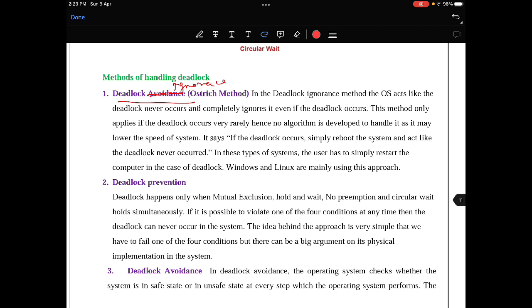This is the first method. A very good example is, suppose your mobile hangs, or suppose your laptop hangs. What do you do? You just restart it. You just hibernate it. So we are avoiding the deadlock basically.